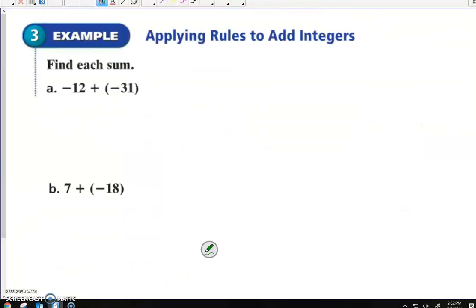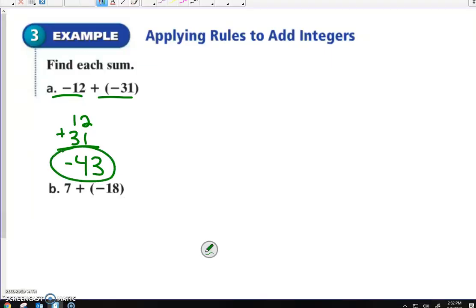Real quick examples. Negative 12 plus negative 31. Let's see, this is negative, this is negative. They're the same sign. If they're the same sign, we add the numbers. So 12 plus 31 gets me 43. Keep the sign. Oh, they're both negative? Negative 43 is my answer.